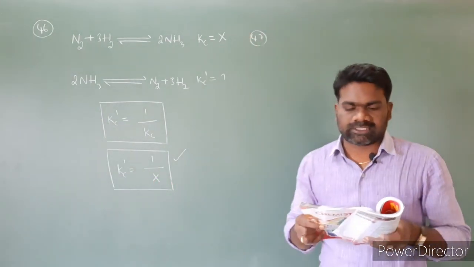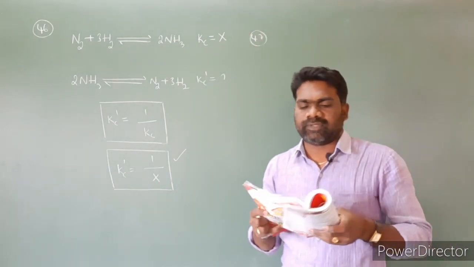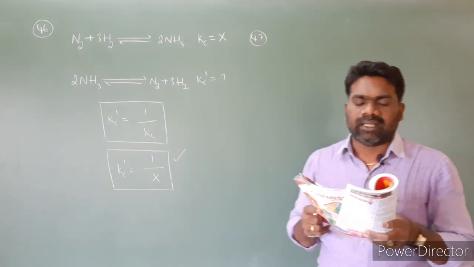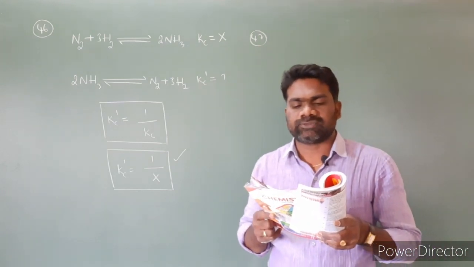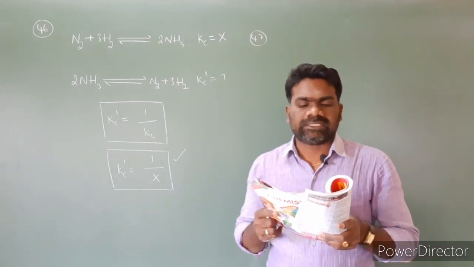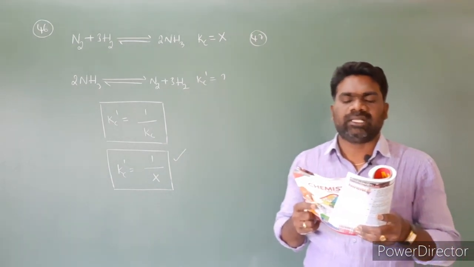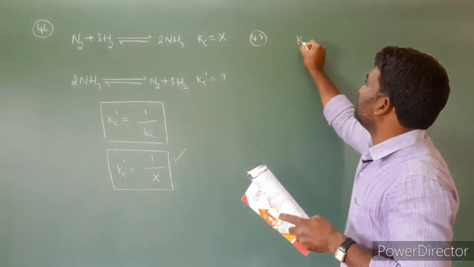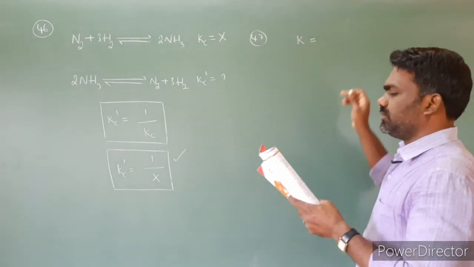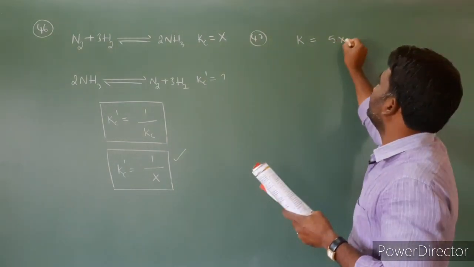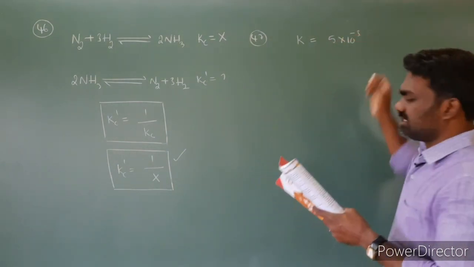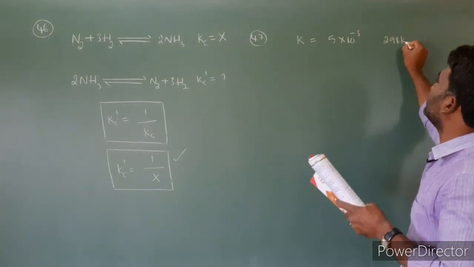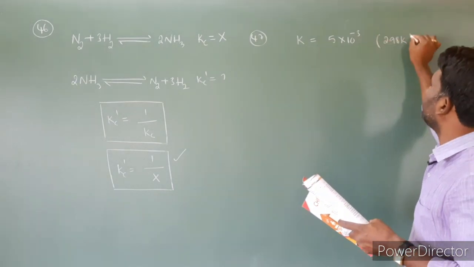Look at question number 47. The equilibrium constant of a reaction at 298 Kelvin is 5 into 10 power minus 3 and at 1000 Kelvin is 2 into 10 power minus 5. What is the sign of delta H for the reaction? So first, equilibrium constant K is equal to 5 into 10 power minus 3. This is at 298 Kelvin.